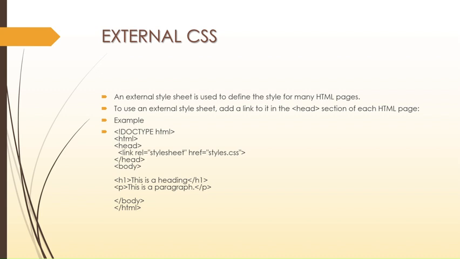So the external CSS is used to define the style for many pages. To use an external style sheet, add a link to it in the head section of each HTML page. For example, doc type HTML, head, link like this. So let's try it.